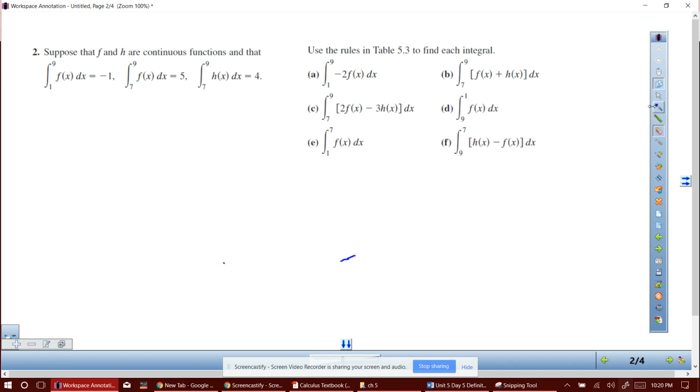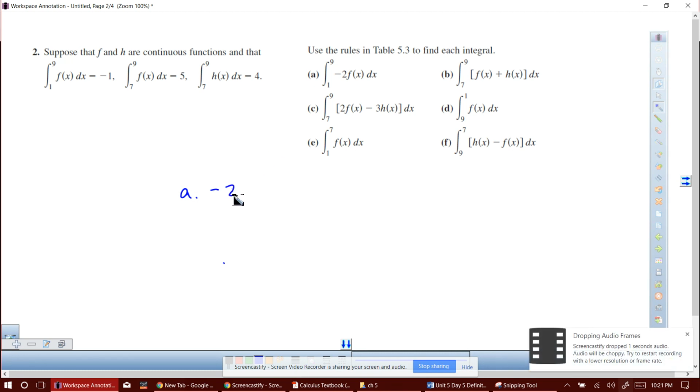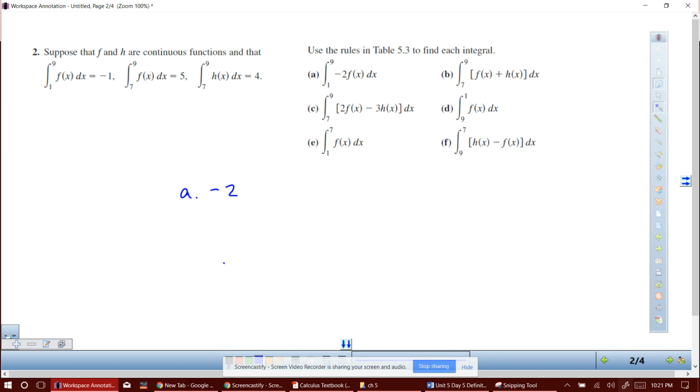Looking at question A, they want me to do from 1 to 9 of -2 f of x. On question A, what I know from the rule is that the -2 can come out to the front, and I can rewrite it as 1 to 9 of f of x dx. We just said that that was equal to -1, so I'll have -2 times -1, and that would be +2.